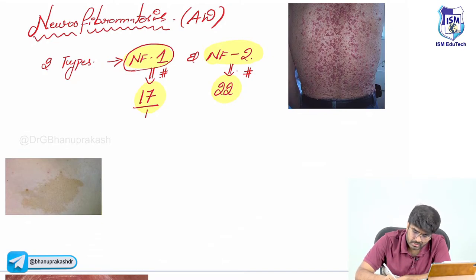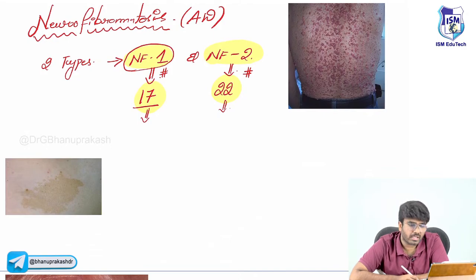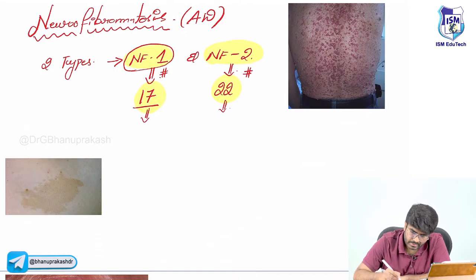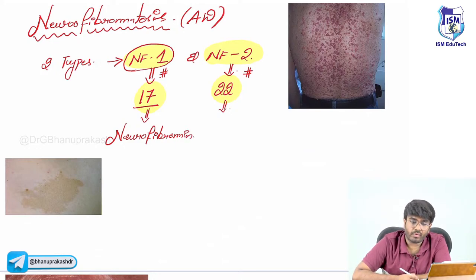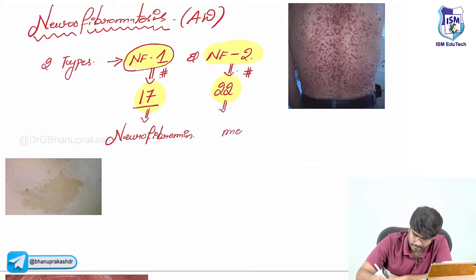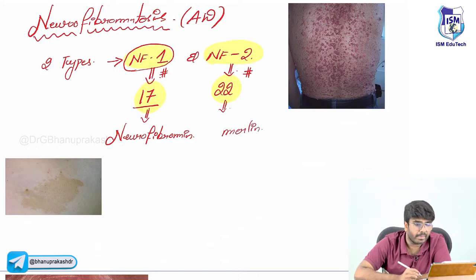Okay sir, you know the gene defect. Because of the defect in these genes, which proteins are going to be affected? Monica, can you tell me which protein is affected in neurofibromatosis type 1? It is neurofibromin. Neurofibromin is the defective protein. And in neurofibromatosis type 2, it's merlin. Merlin is the protein that is affected.